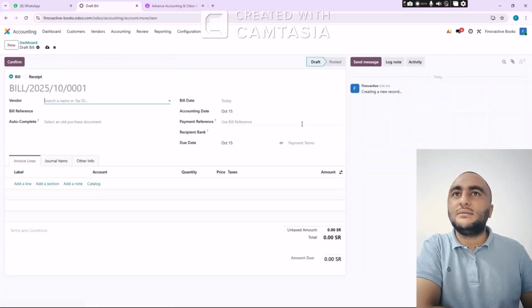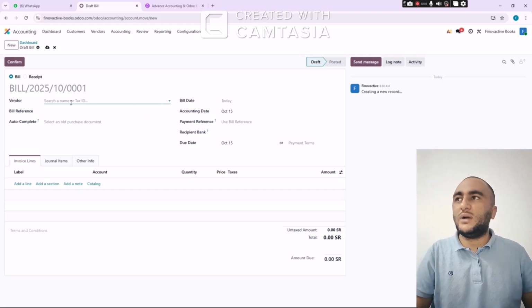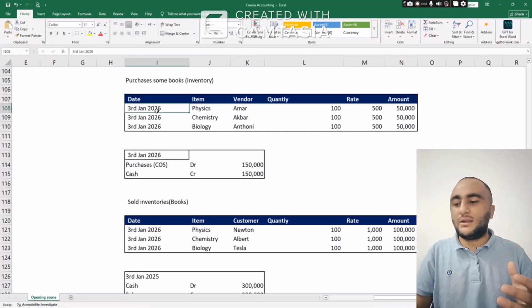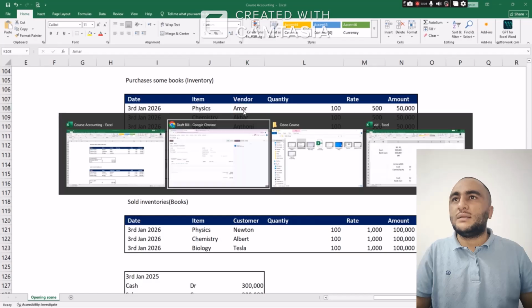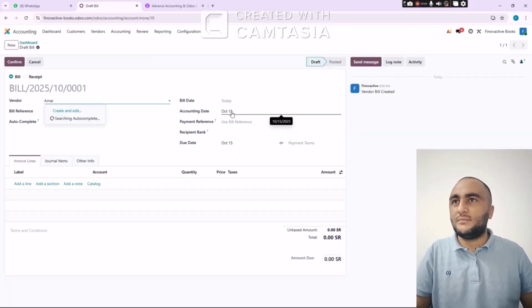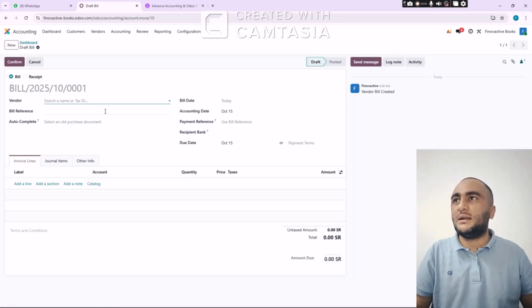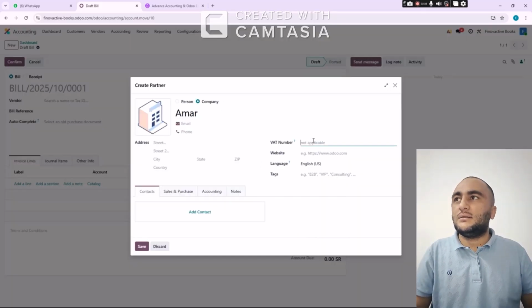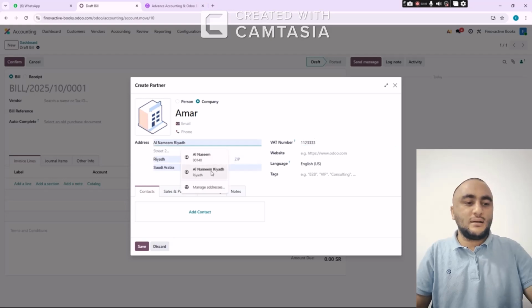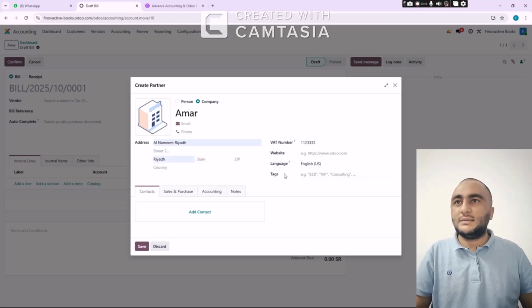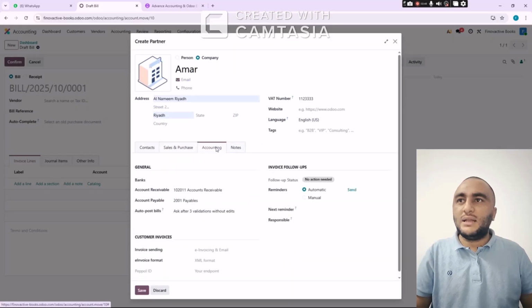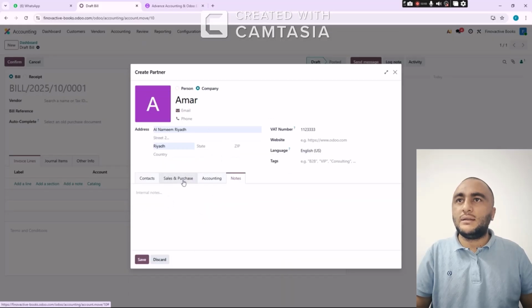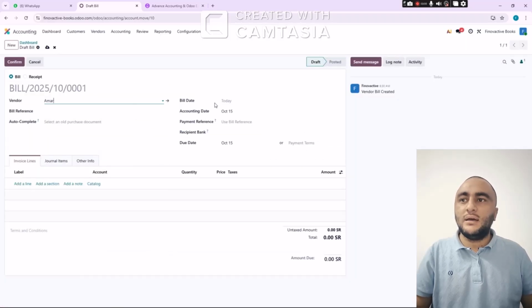You can try out a sample, or you can create manually. We will create manually first because we have to do it lots of times in Odoo. To create manually, we first need a vendor name, the supplier from which you bought this product. So on 3rd Jan, we bought physics from Amar. Our vendor, our supplier, is Amar. We can create this vendor right here. You can enter his tax number and address, and if you have any emails, you can enter them. You can customize this vendor, sales and purchases, and which account you want to hit. But if you don't want to do anything, just save it.